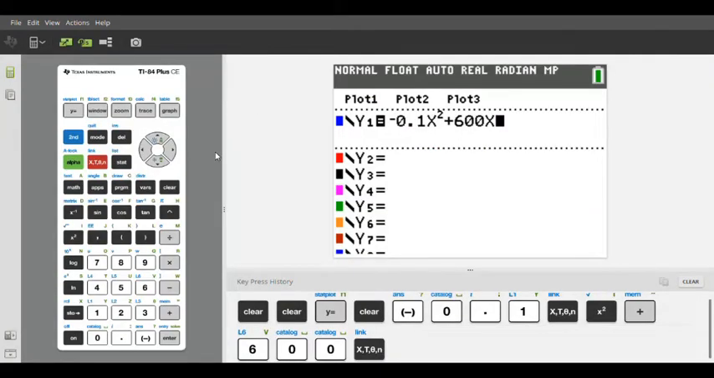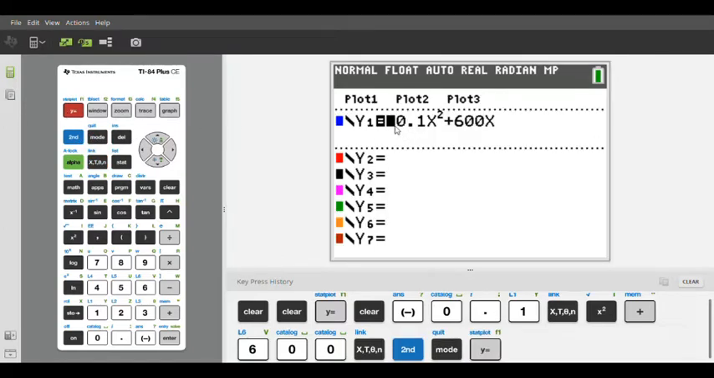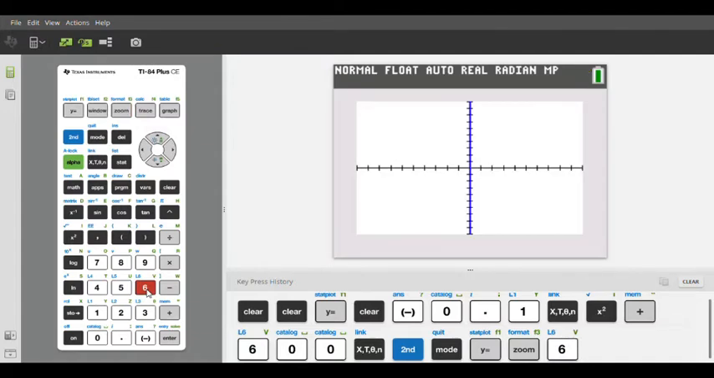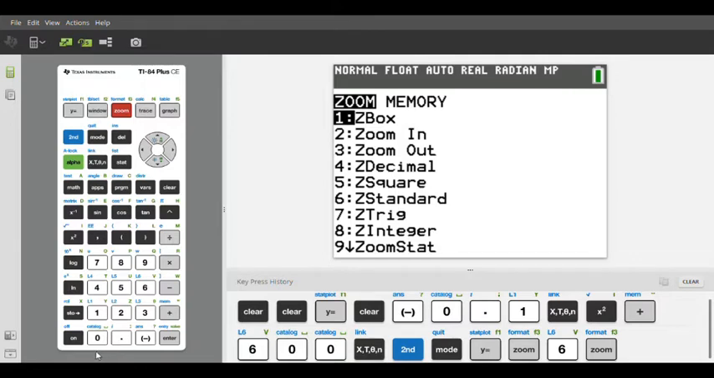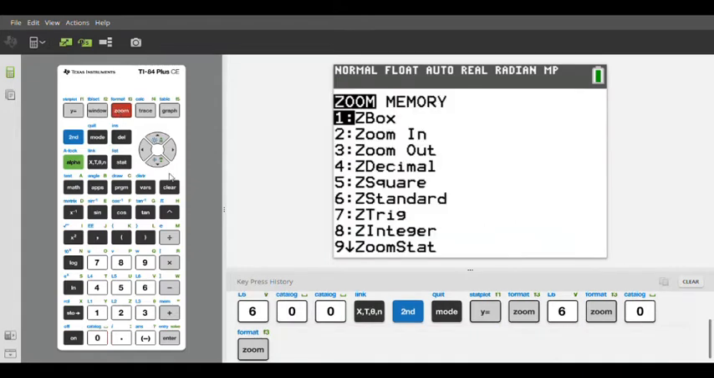Alright, so what I've got here is the TI up. I'm going to Y1. To get there, all I have to do is hit the Y button. And I've typed in the formula: negative 0.1 x squared plus 600x. Okay. Now, if you hit zoom standard, you're not really going to see much. You can try zoom fit, which is the 0. Still don't see much. I know it's a parabola, not a straight line, so this really doesn't help me either.